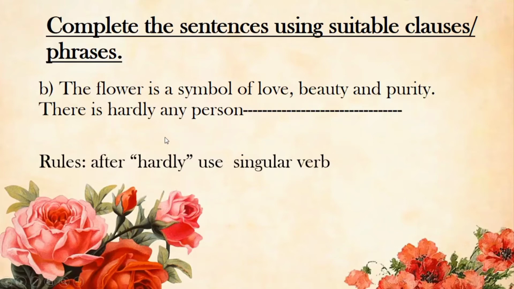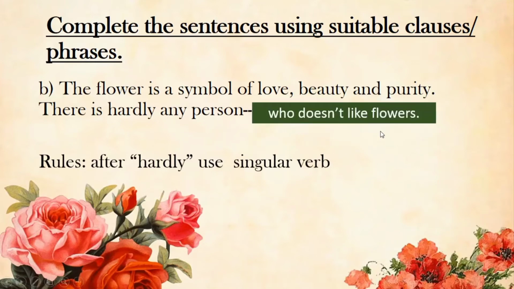It is expressing a negative meaning, and after hardly, we have to use a singular verb in the next part of the sentence. So there is hardly any person in these kinds of structural sentences where we have there is at the beginning. Then we have to use another connector, which is who. After this, the beginning of the sentence demands a connector over here, and that is who. And we can complete it in this way.